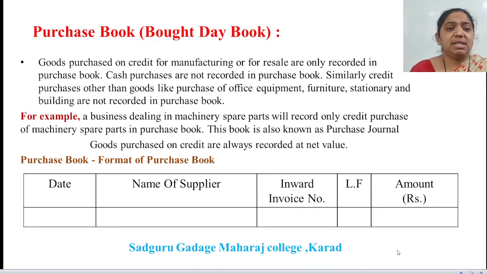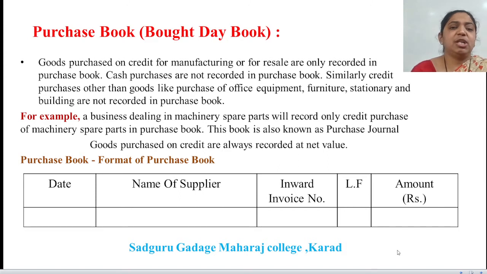Similarly, if you are purchasing other than goods like office equipment, furniture, stationery and building, they are not recorded in purchase book. Example, a business dealing in machinery spare parts will record only credit purchase of machinery spare parts in purchase book. This book is also known as purchase journal.